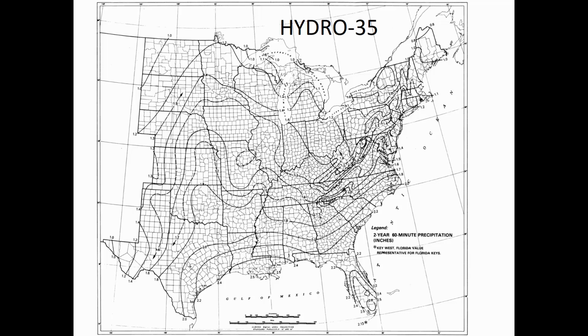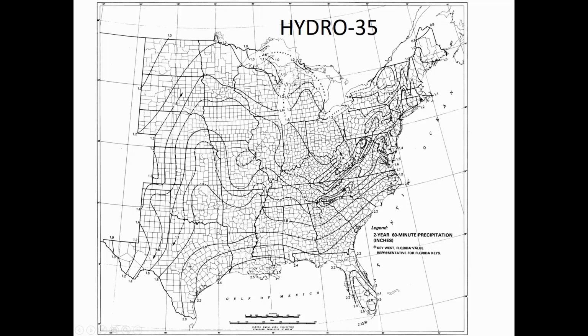This Hydro 35 was the precursor to NOAA Atlas 14. NOAA Atlas 14 is the precipitation data frequency server where we were clicking at a location and it told us the IDF curve. The reason they were able to do that is that in the years prior, they generated these actual physical maps, where this map is how much depth you can expect to see for a 2-year, 60-minute duration storm.